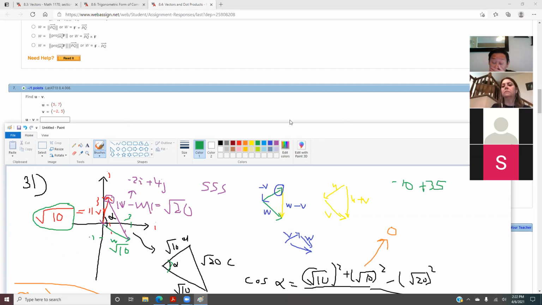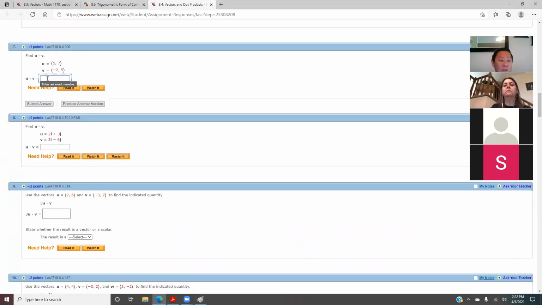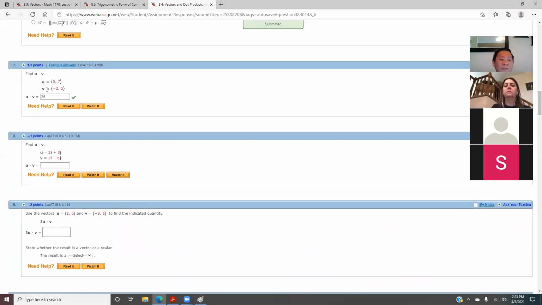Your answer is a number. So 35 take away 10 is 25. So your answer here is just 25. That's it. It's very easy for this. Then usually in the test, I will ask you, are u and v vectors orthogonal? Since this is not equal to 0, it is not orthogonal.